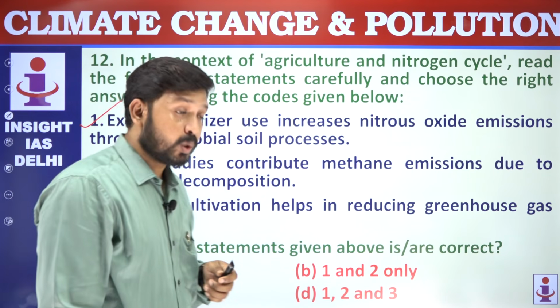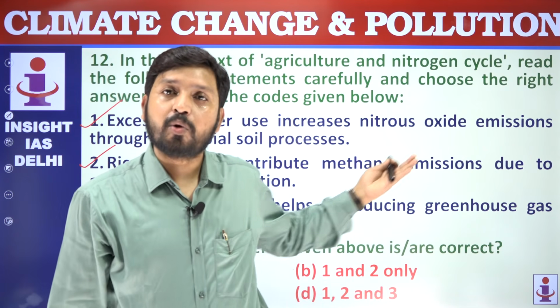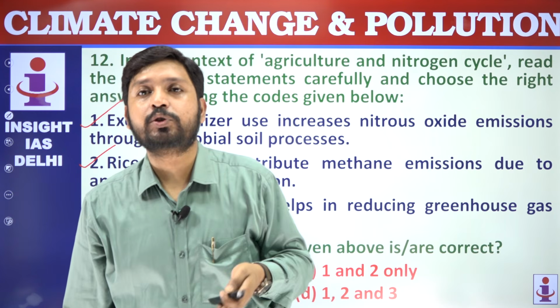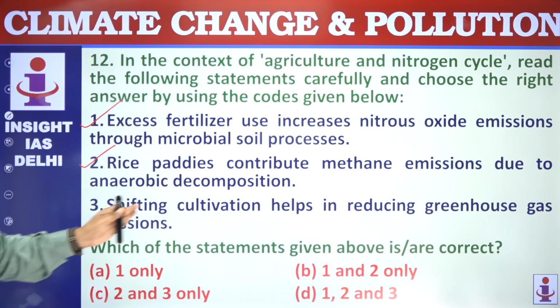Agriculture is one of the highest contributors of methane. Within that, both rice cultivation and livestock contribute the majority. So this is also a right statement. And the next one, shifting cultivation helps in reducing greenhouse gas emissions.